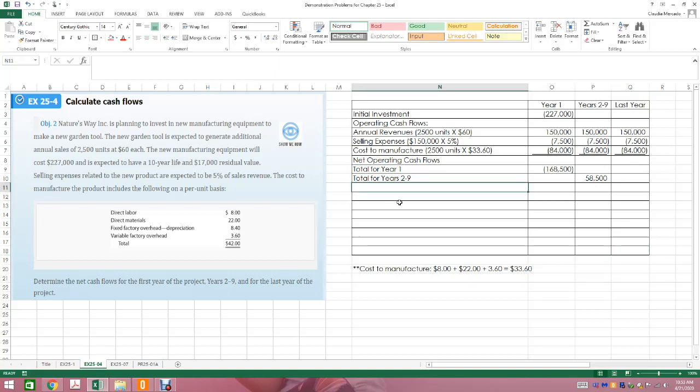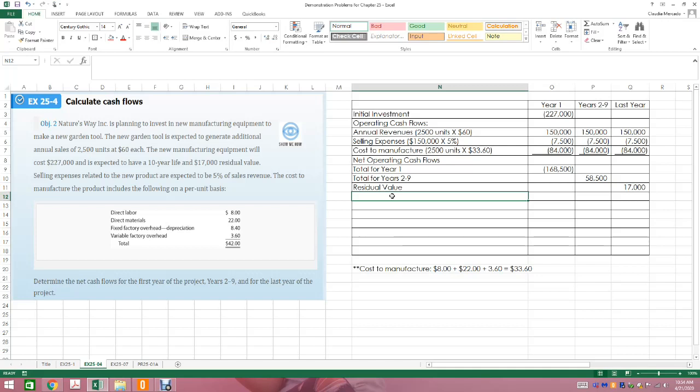Before I work on my last year, there's one more component that we need to do. The problem says that this piece of equipment that I bought is going to last me 10 years. On the last year, that piece of equipment can be sold or whatever the case might be, so it is going to have a residual value of $17,000. So I'm going to add my residual value because we are looking at the last year. On the last year, you're always going to add your residual value, which in this case is $17,000.